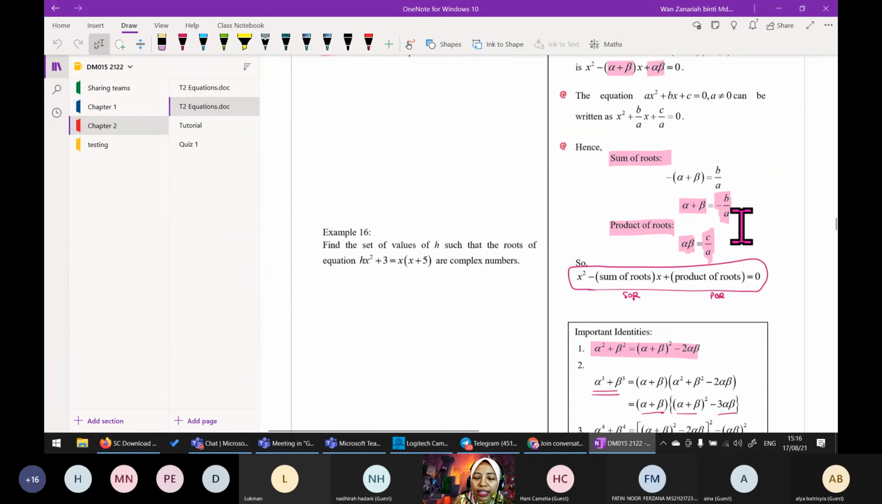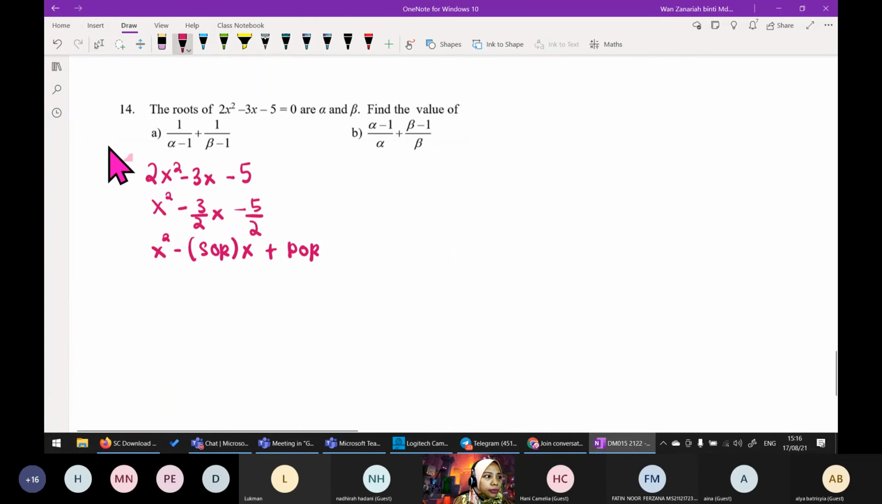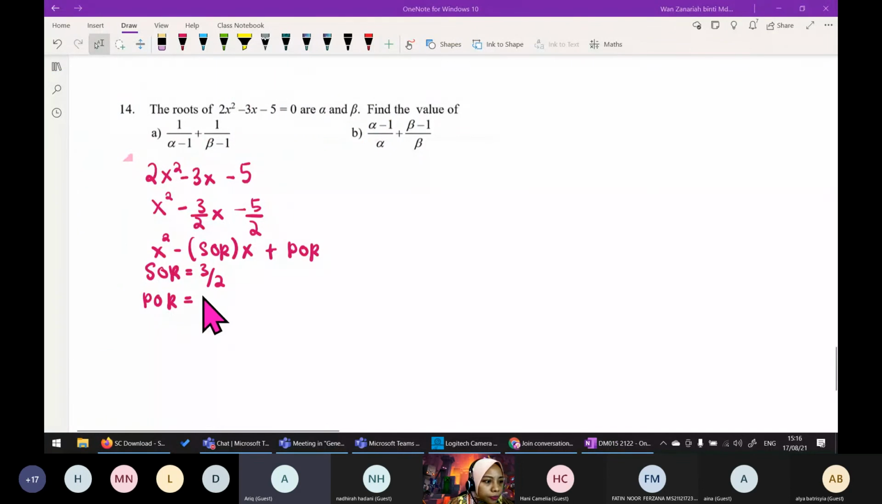Sama ada you nak hafal negative b over a and then product of root c over a, ataupun kalau macam cikgu tak hafal tapi I bagi dia dalam bentuk ini. X square minus SOR plus POR. So I tahu SOR cikgu adalah sekian lah. So mari kita tengok SOR kita. So SOR kita adalah berapa semua orang? So SOR kita adalah 3 over 2. Meanwhile kita punya POR, product of root kita adalah negative 5 over 2. Yes, negative 5 over 2.